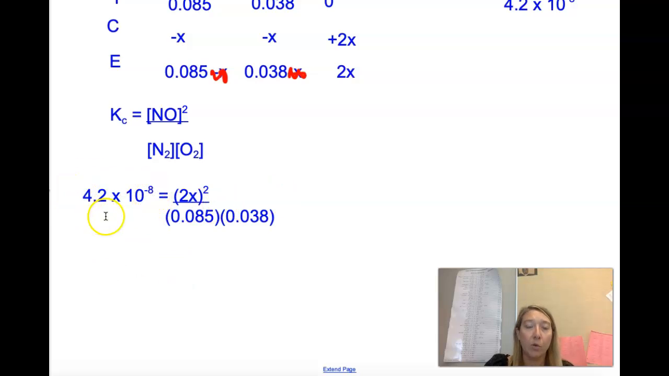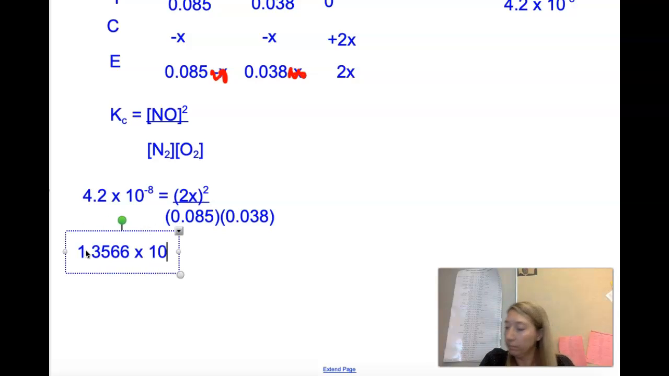Our next step is to take that 4.2 times 10 to the negative 8 and multiply it by 0.085 and 0.038. So 4.2 times 10 to the negative 8 times 0.085 times 0.038. When we do that, we get 1.3566 times 10 to the negative 10, and that's going to equal that 2x squared or 4x squared, however you want to write it.